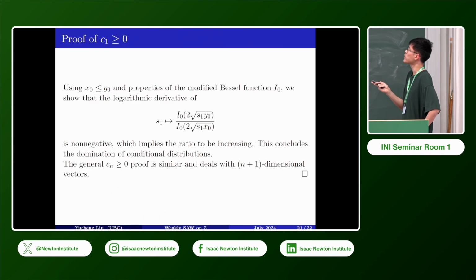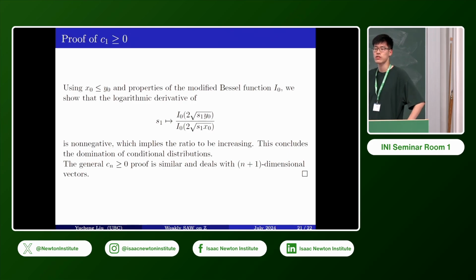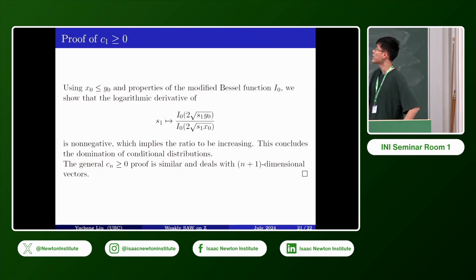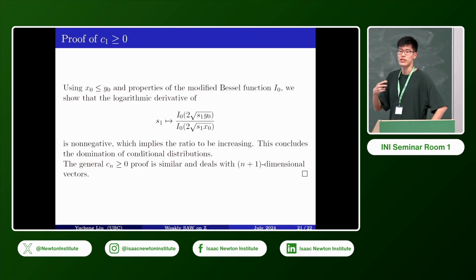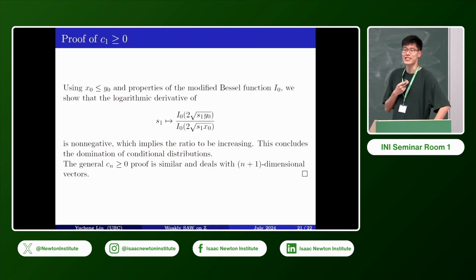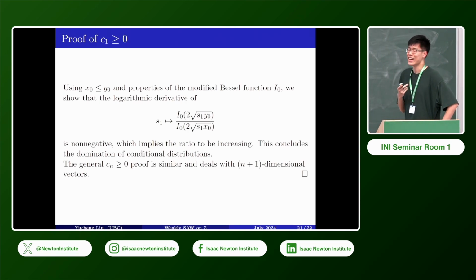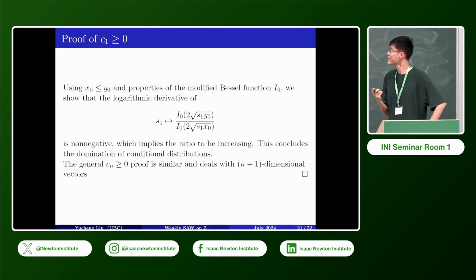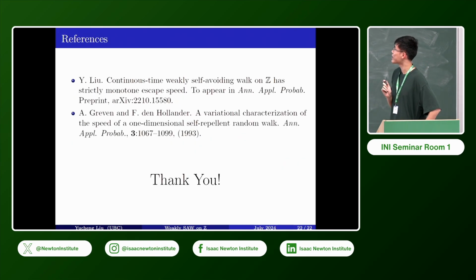What we do is actually take the logarithmic derivative of this function and show it's positive. That shows the ratio is increasing in S1. Therefore, the conditional distributions dominate in the right way, and that concludes the proof for the C1 case. And I hope I have convinced you that the general Cn case is similar. We just get n+1 dimensional vectors instead of n dimensional ones. So let me stop there.